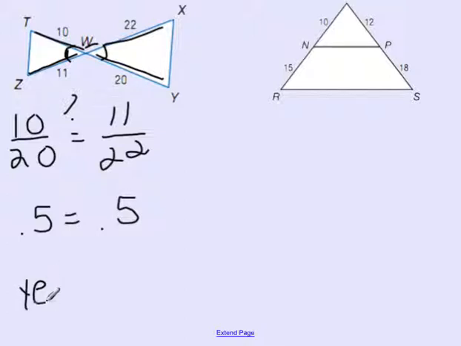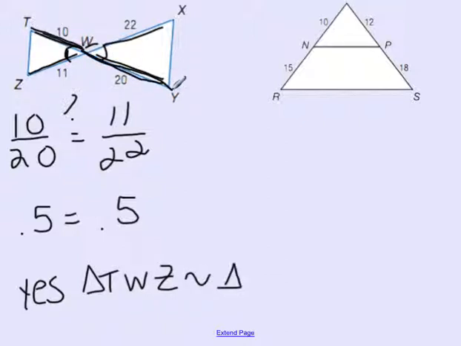But now I need to write out my similarity statement. So I have triangle TWZ is similar to triangle. Now, T to W is the short side, so Y to W is the short side of the other one. So Y and T need to relate, and W needs to relate to W, which means my X needs to come last. So that's your similarity statement, and that was by the property of side angle side.